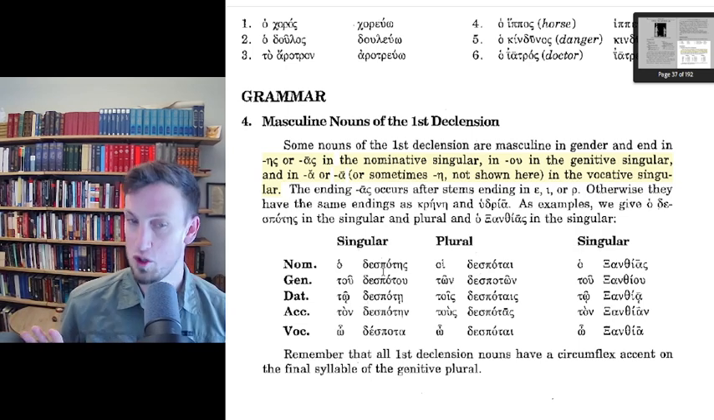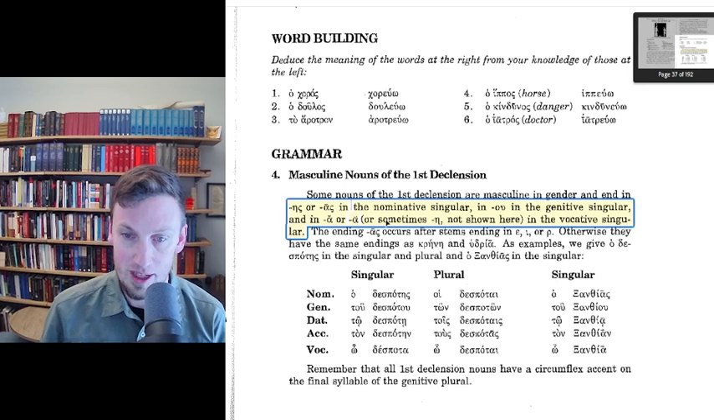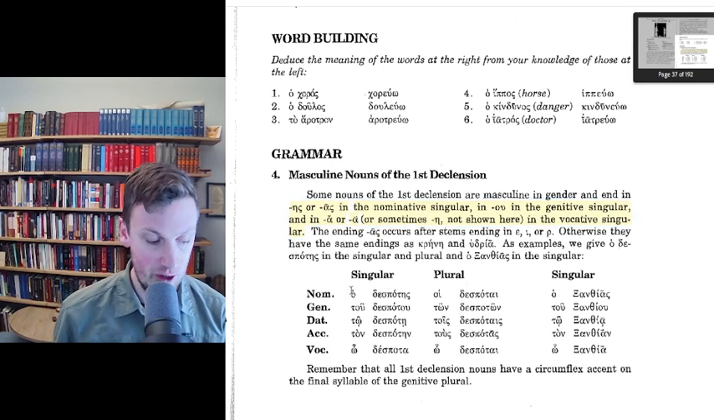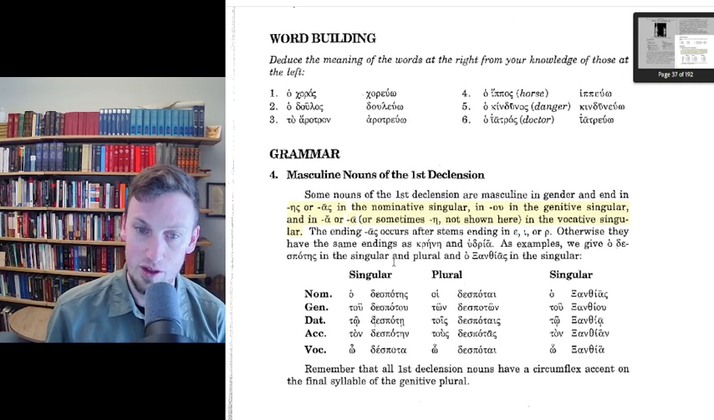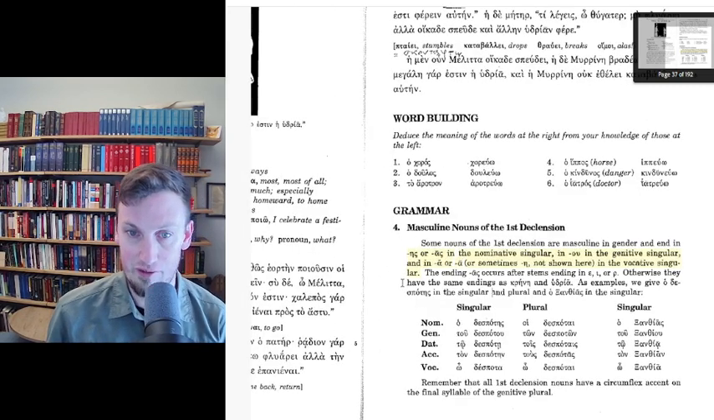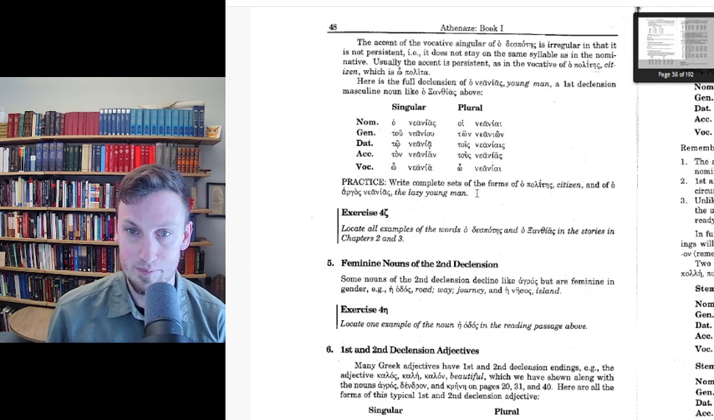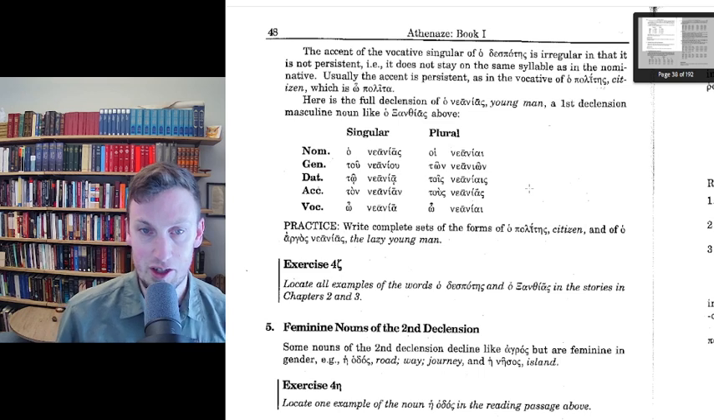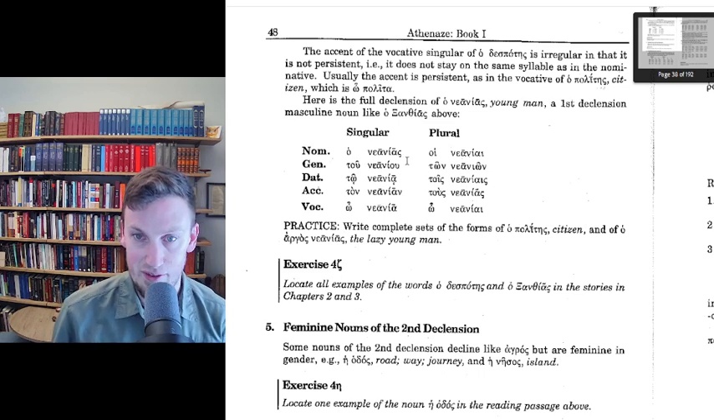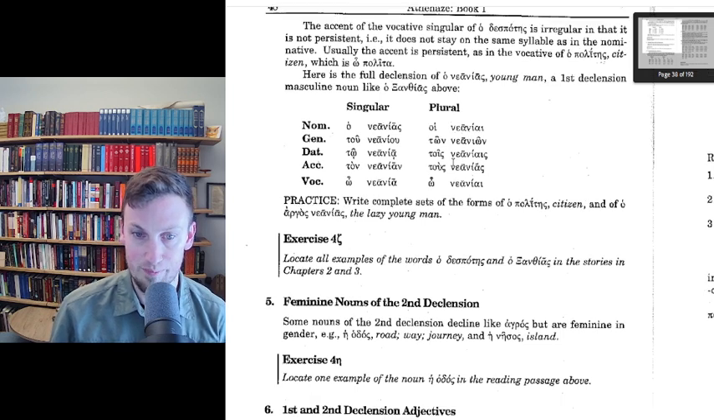So what you want to do is write all of these down and look at them, look for the ambiguities and look for where there might be confusion, and thank the Greeks for using definite articles as often as they do. So here's the full declension of a masculine first declension that uses alpha instead of eta, just like the other first declensions, so totally predictable.